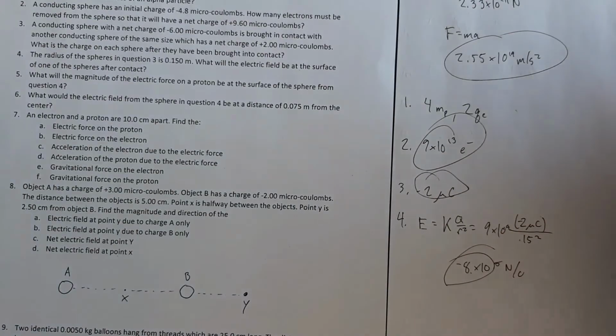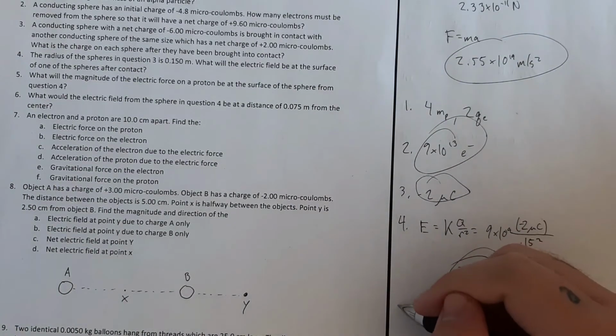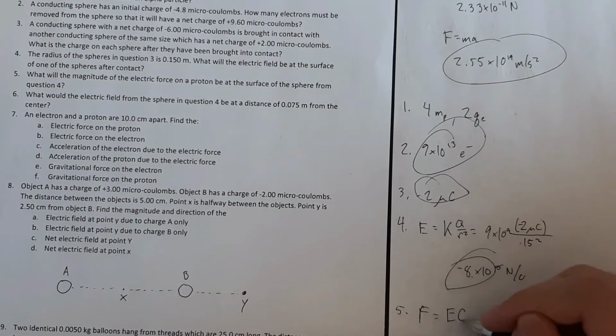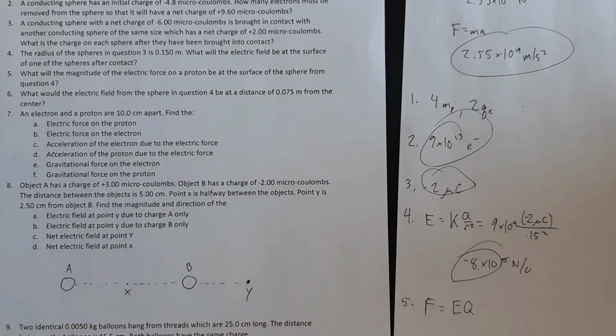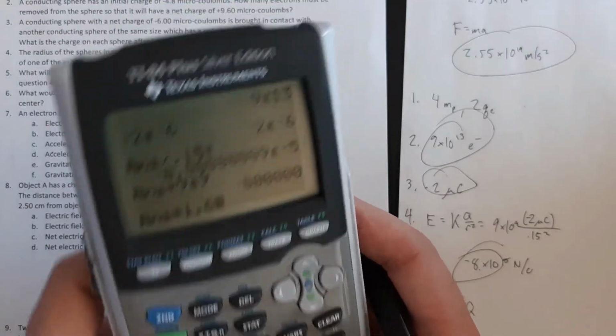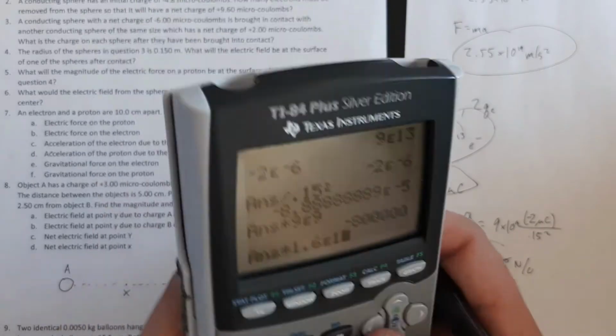Number 5, what will be the magnitude of the electric force on a proton at the surface of the sphere in question 4? All right, so if you're looking for force, that's just going to be your electric field times the charge that you're putting inside of that electric field. So we're looking at a proton, so we're just going to be multiplying this by the charge of a proton, 1.6 times 10 to the negative 19th.